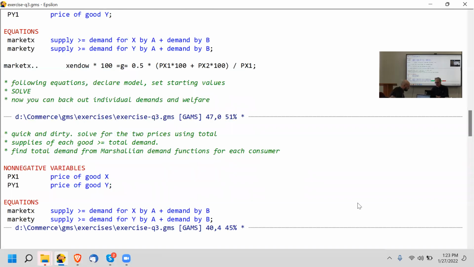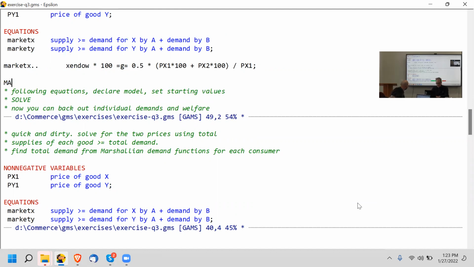So here I have a representative agent who says the sum of their endowments, so that's the total endowment. And then we have market Y, which says Y endow times 100. That must be greater than or equal to the same thing, except it's divided by px2.